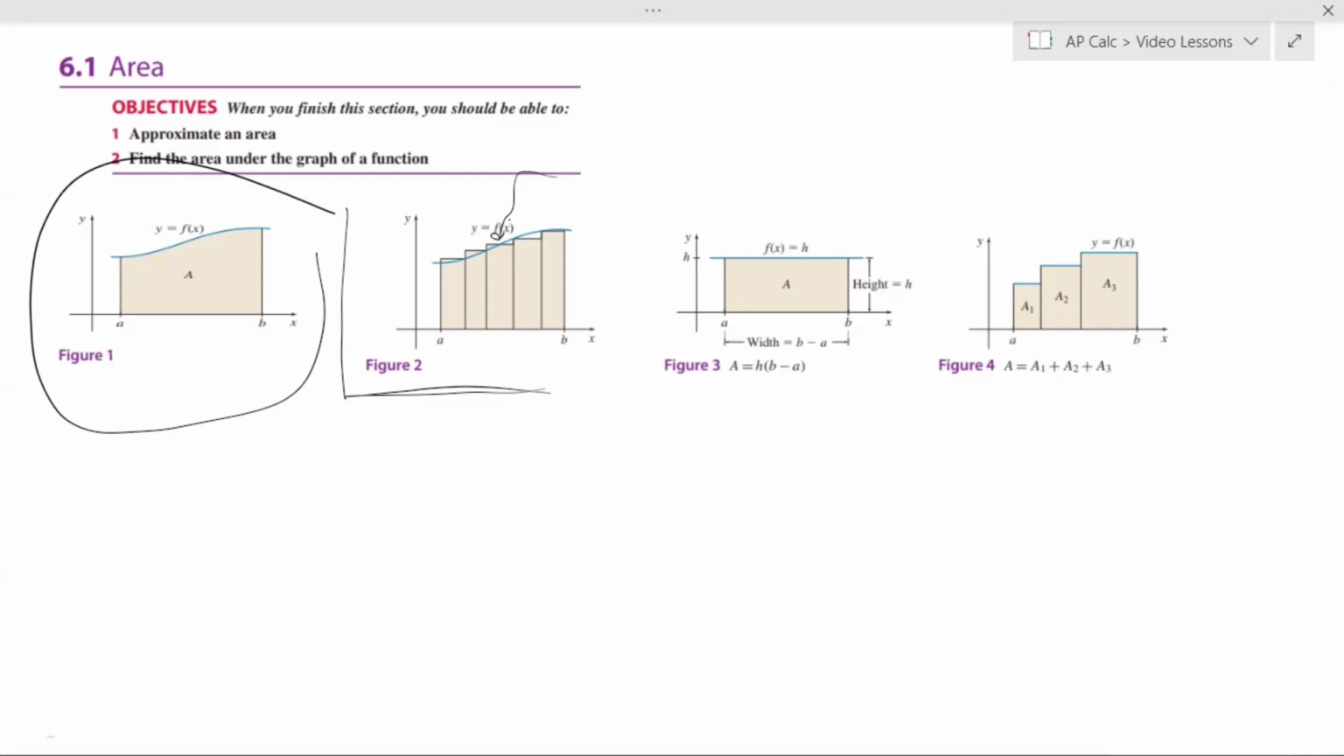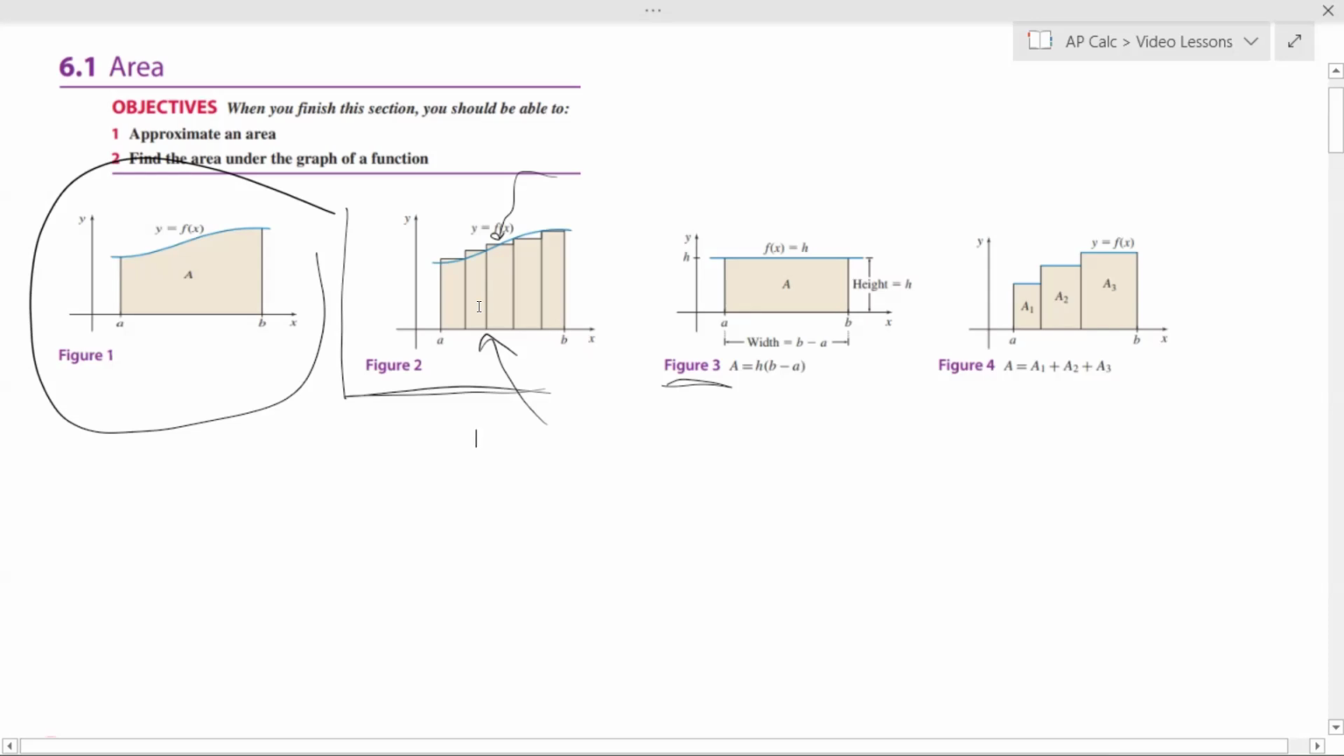Why we use rectangles is because if you look at figure three, the area of a rectangle is very easy. It's just the height of the function times the width of the interval. So we can easily get the areas of these rectangles by using that formula. Now, if you have horizontal line segments, as in figure four, then you could just add those areas up to get the area for these three regions here. And it's a similar concept here.